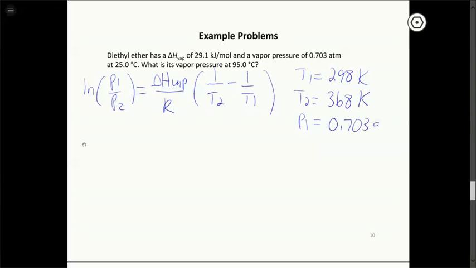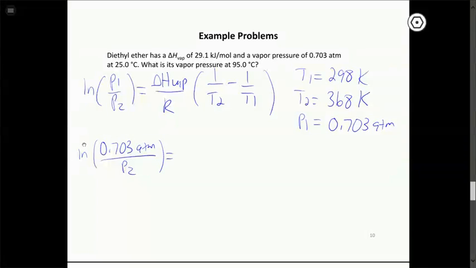All right, so it's important when doing these problems not to flip the terms with each other. So we're given the vapor pressure is 0.703 atmospheres at 25 Celsius. So if we're calling 25 Celsius T1, that means P1 is the 0.703. Which one we call P1 and which one we call P2 is kind of arbitrary, but they have to be matched up with the correct temperature when we set up the equation. So now we just start putting numbers in. So the natural log of 0.703 atmospheres divided by P2, which is what we're solving for.